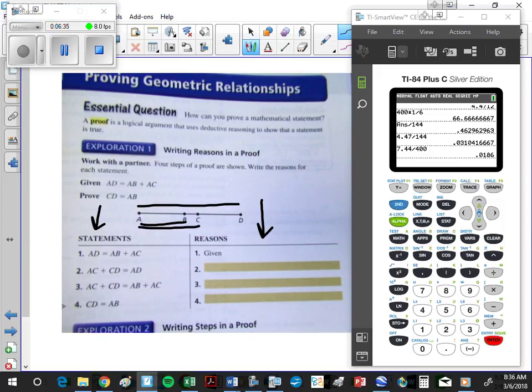Okay, and then the next statement says AC plus CD is AD. So it's saying that this length there plus this length there is equal to this length there. Would you agree that's true? How do I know that's true?